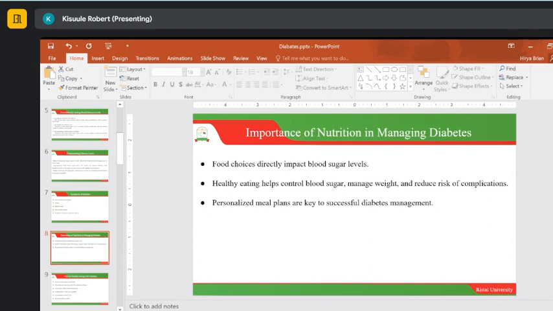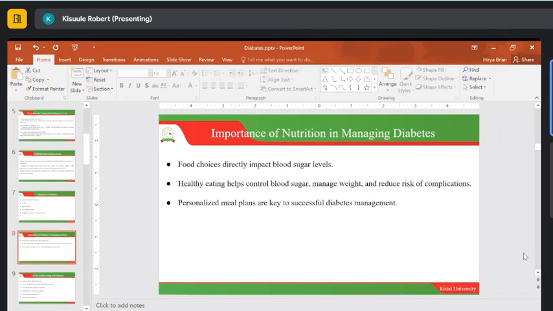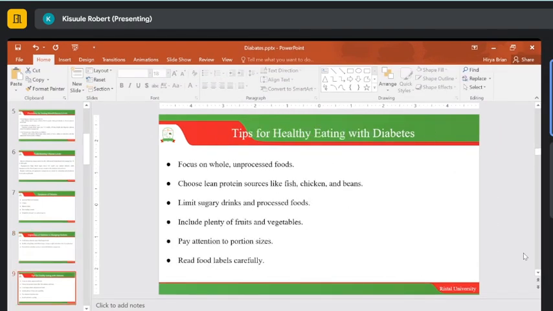Because of this condition. And also, we are talking of personalized meal plans, which are key to successfully managing diabetes. So, tips for healthy eating with diabetes: focus on whole and unprocessed foods. Really, we understand that these whole and unprocessed foods have the ability of a low glycemic index. But we will get there, but let me make it clear here that when we talk of glycemic index, we are looking at the rate at which foods are able to release sugar into the blood.